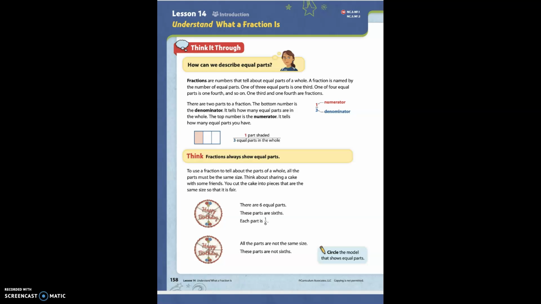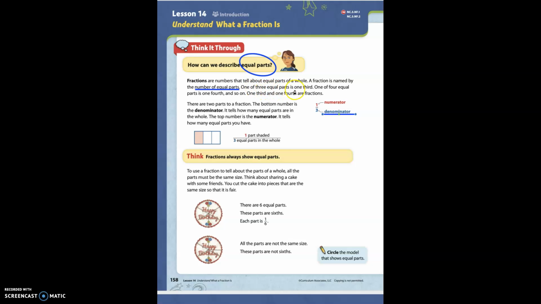So that's what fractions are. Fractions are equal parts. Very important to know. Fractions are numbers that tell about equal parts of a whole. A fraction is named by the number of equal parts. And that is our denominator, right here, our denominator. That is the number of equal parts.